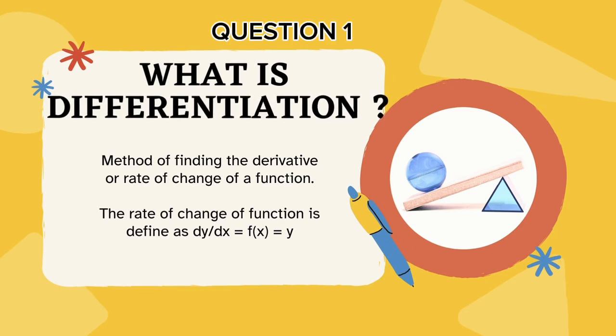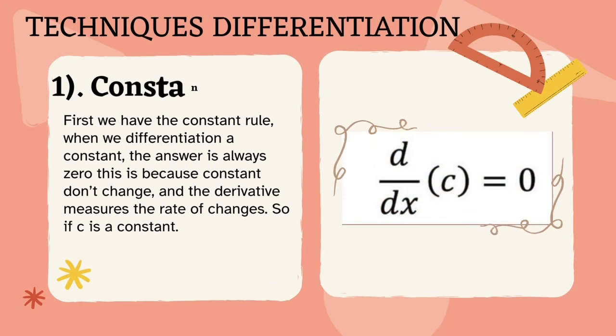Differentiation is the method of finding the derivative, or rate of change, of a function. The rate of change of a function is defined as dy/dx equal to f'(x), where y = f(x). First, we have the constant rule. When we differentiate a constant, the answer is always 0. This is because constants don't change, and the derivative measures the rate of change, so if c is a constant.